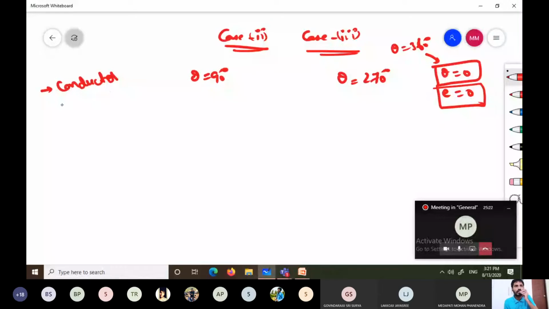The conductor is rotating by 90 degrees at every instant.